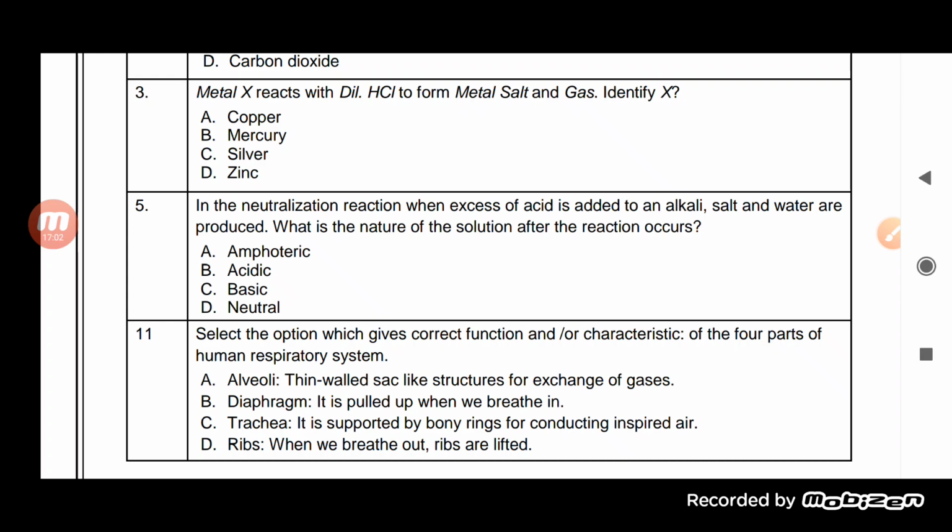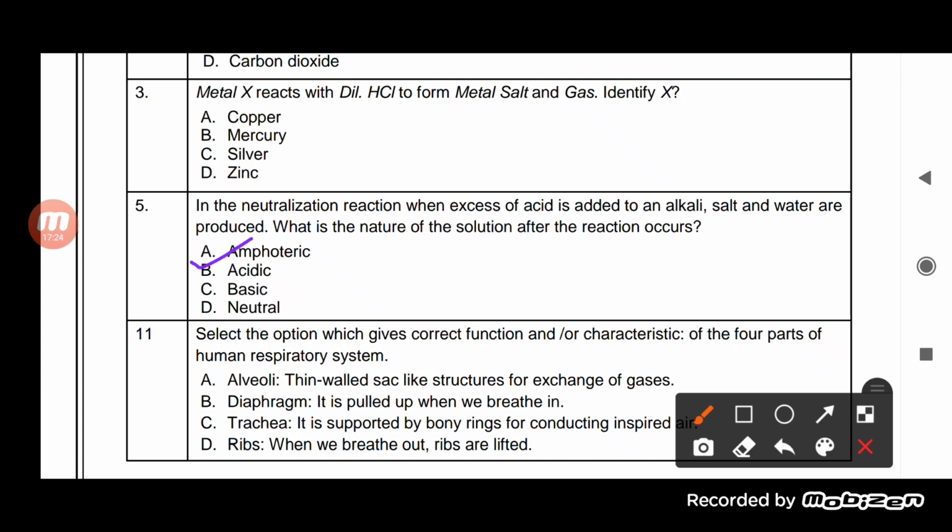So when will the neutral solution actually be formed? When both of them are strong, acid as well as base, in an equal amount, then the kind of salt which is formed here will be neutral, like sodium chloride. So here the answer will be acidic. Okay, so in the neutralization reaction, it is the acidic one which will form when excess of acid is added to an alkali.